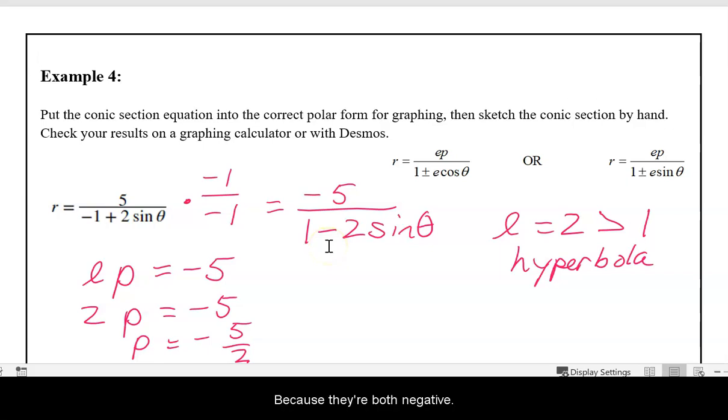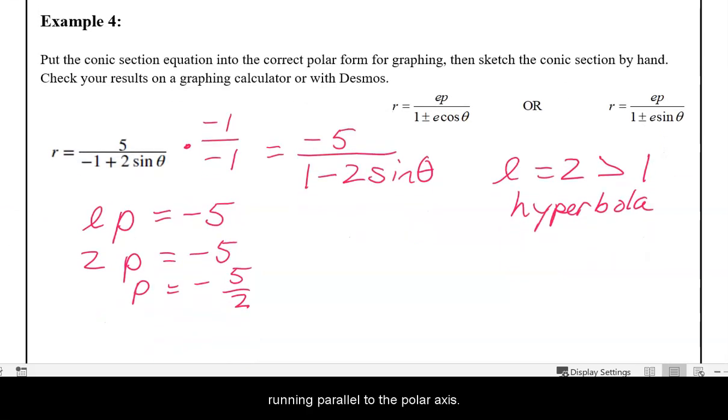Because they're both negative, that tells me the location of the directrix line with respect to the pole will be in the positive direction. And since the trig function is sine, which is vertical, that means that the directrix line will be above the pole, running parallel to the polar axis. Now that we know that information, let's try to graph it.